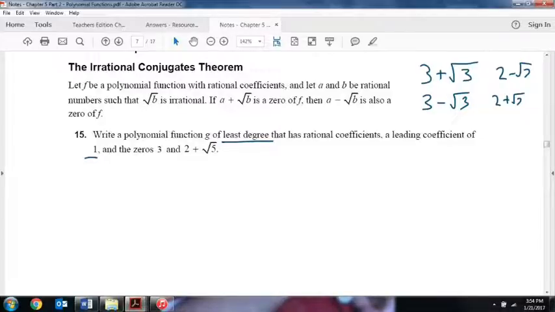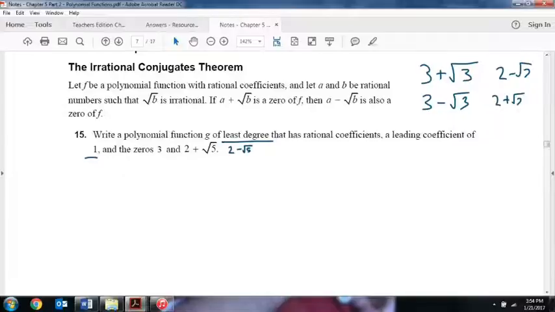So, we have a 0 at 3, and we have a 0 at 2 plus the square root of 5. So if we have the 2 plus the square root of 5, we also have 2 minus the square root of 5. Okay? And so we're going to take those roots and turn them back into factors.